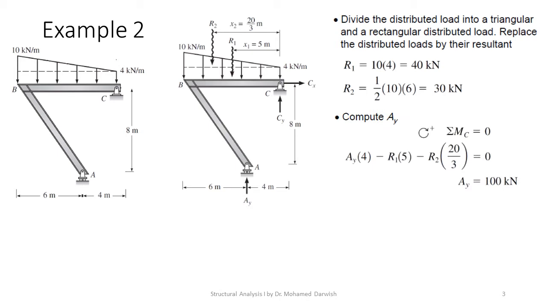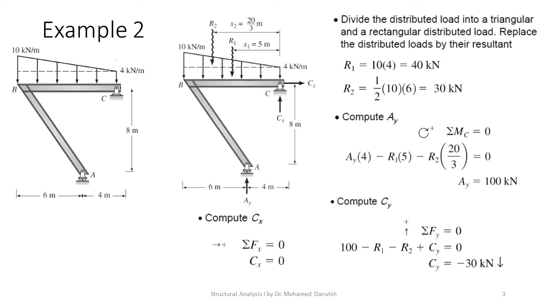From sigma moment about C, and the best point here to take a moment at is C, in order to have only one unknown. If you take a moment at A, you will have two unknowns. But if you take a moment at C, you are cancelling two unknowns and you are having only one unknown in the equation. So this is the fastest way to get Ay. So now moment at C: Ay multiplied by 4 minus R1, which is 40, multiplied by 5, minus R2, which is 30, multiplied by 20 over 3, so Ay equals 100 kN.